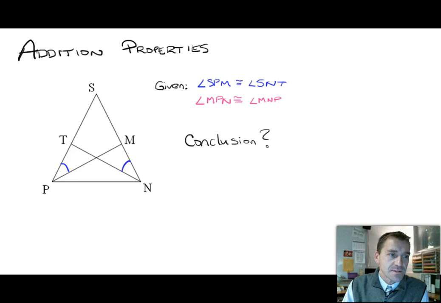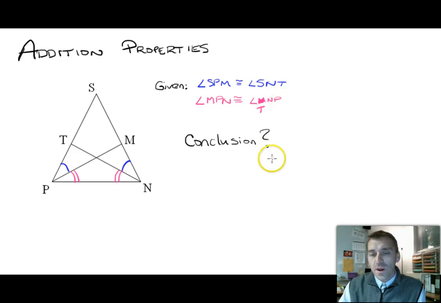And you got angle MPN, that's this angle right here. They're congruent. And angle MNP, that's not right. This actually should say T, sorry. It should say TNP. So this guy right here, TNP. Beautiful. So those two things are congruent.